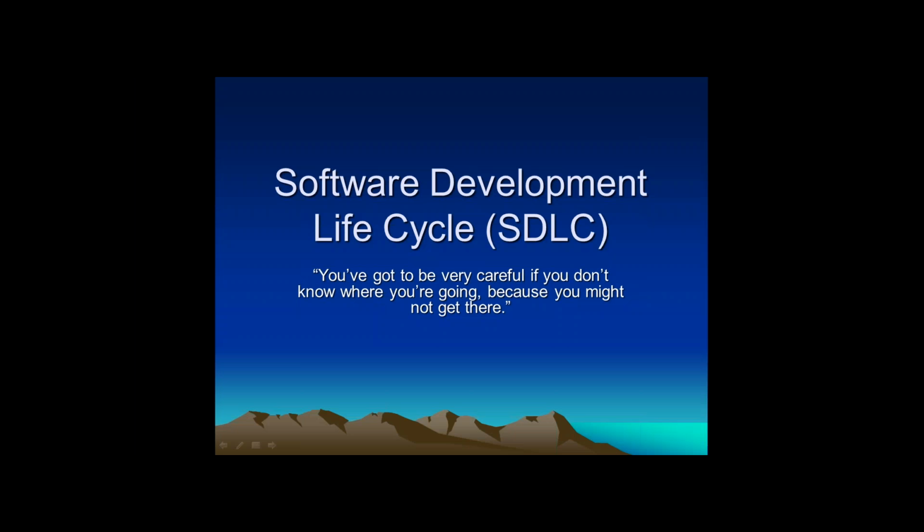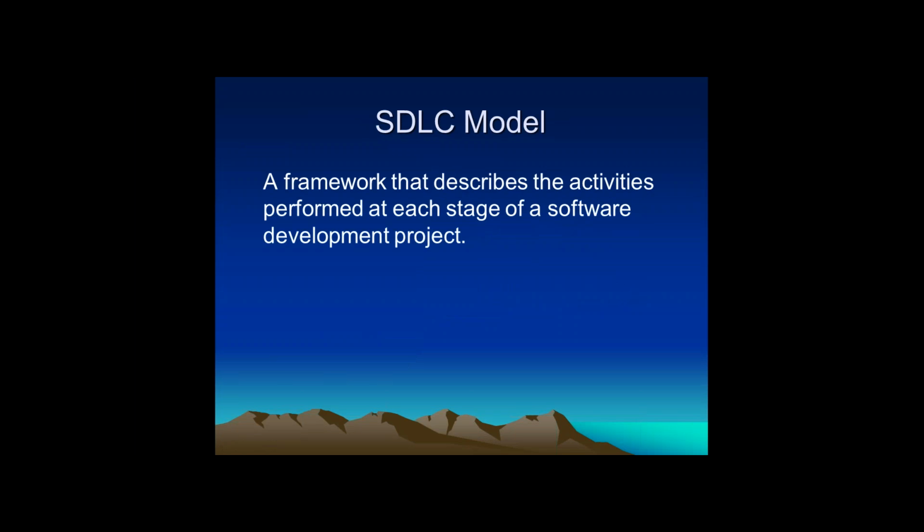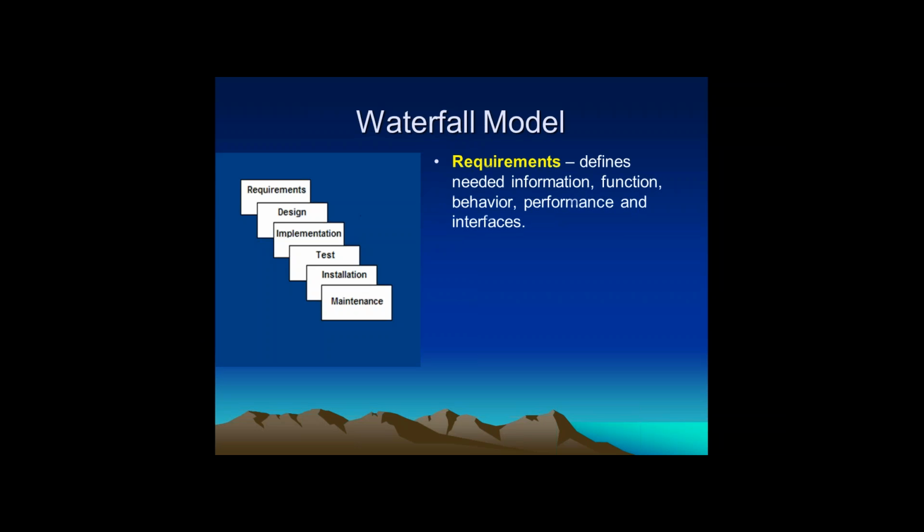Okay, so what is software development life cycle? Software development life cycle is the framework which describes the activities performed at each stage of a software development project. So if we want to start one particular project, you have to follow a simple cycle of activities, and this cycle of activities we can call SDLC. What are all the major steps included in software development?